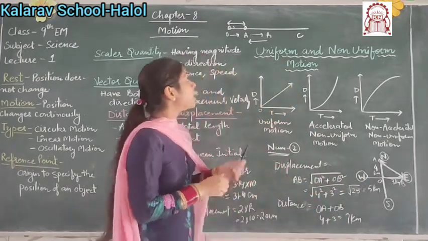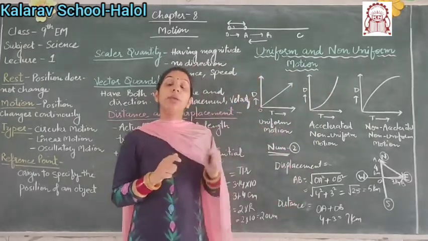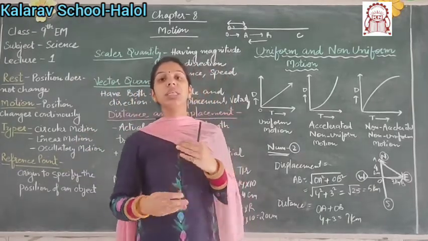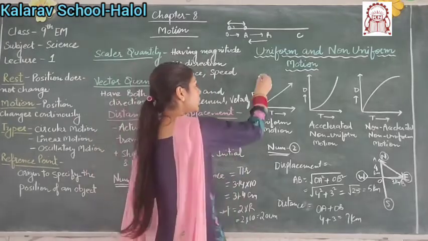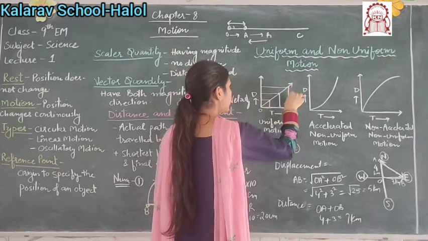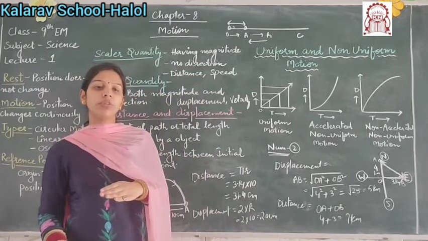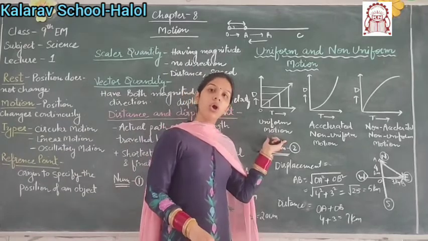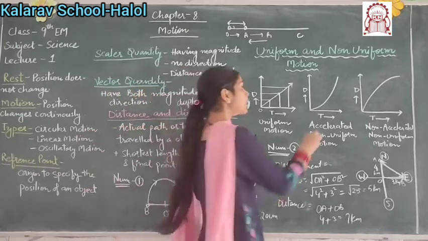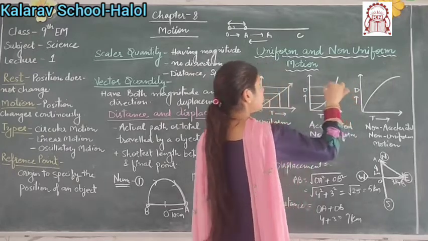So the next topic is uniform and non-uniform motion. Firstly, uniform motion. A body is said to be in uniform motion if it covers equal distance in equal interval of time. As you see graphically here, the distance and time are equal. If a body does not cover equal distance in equal interval of time, then it is non-uniform motion.